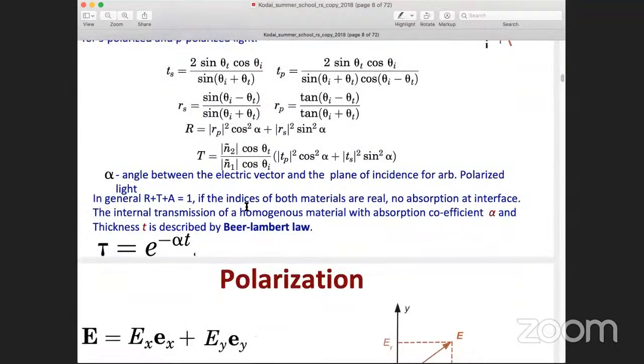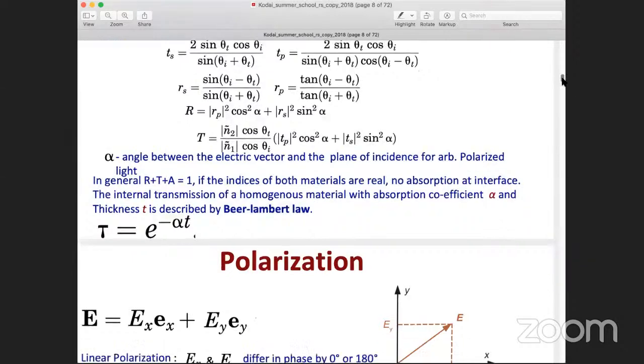And in general, when you apply this principle, we should consider that whatever is reflected, transmitted, and absorbed, the total is 1, if the indices of both materials are real and there is no absorption in the interface. The internal transmission of a homogeneous material with absorption coefficient alpha and thickness T is described by Beer-Lambert's law. But I think all of you, or most of you, must have read all this in your high school or college education.